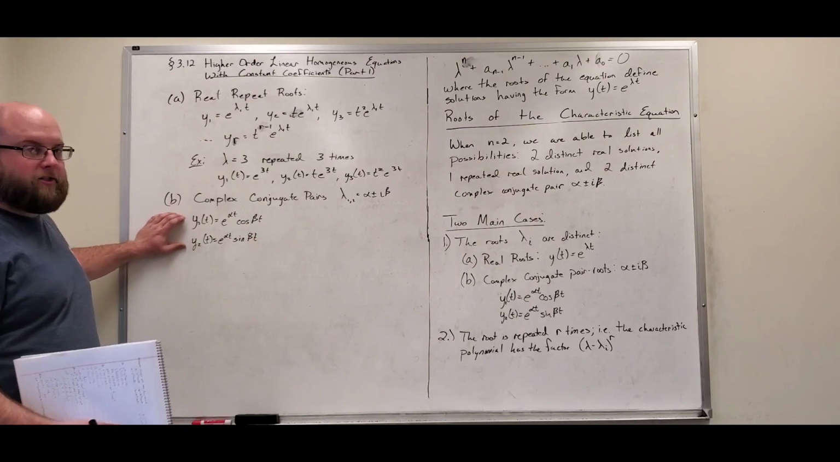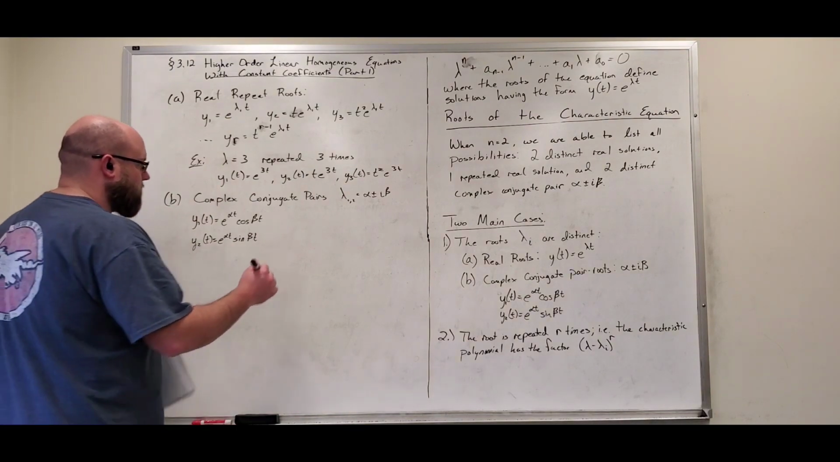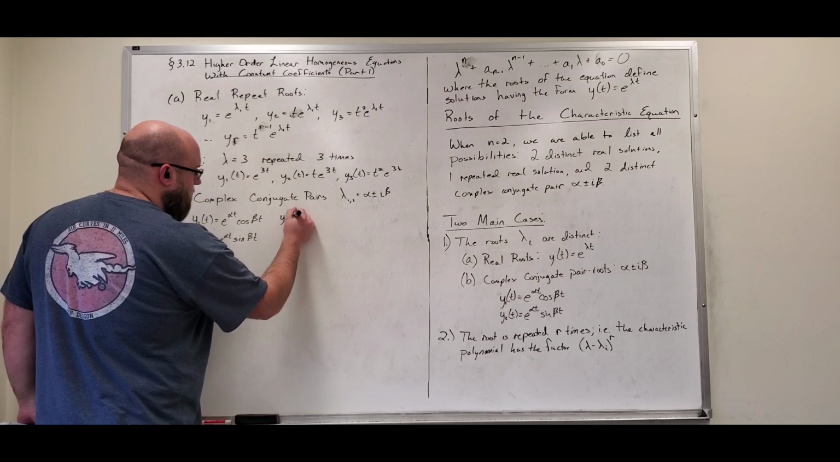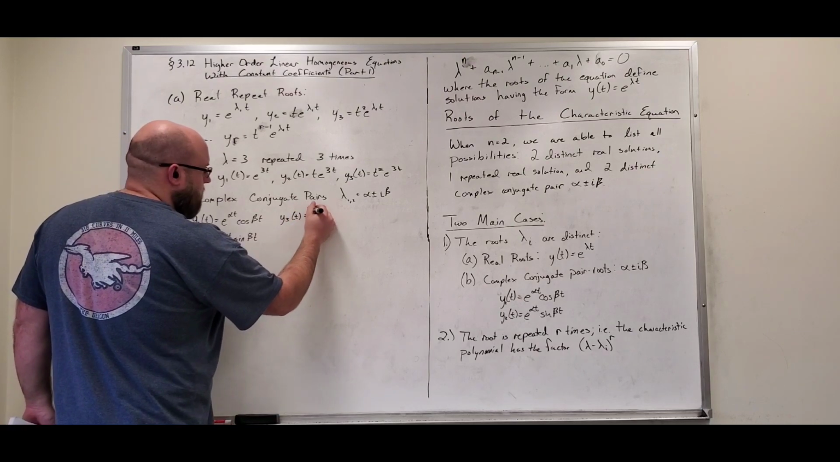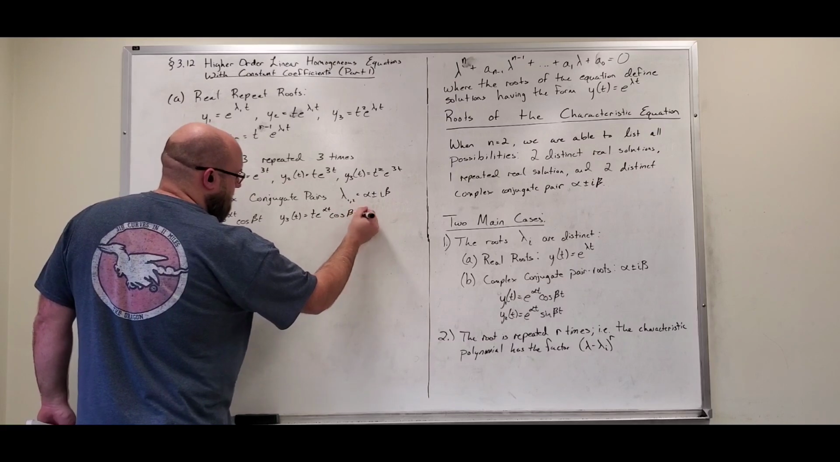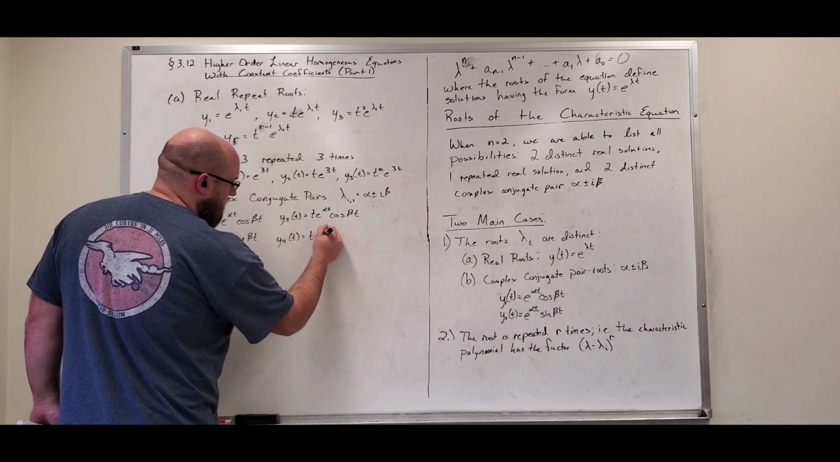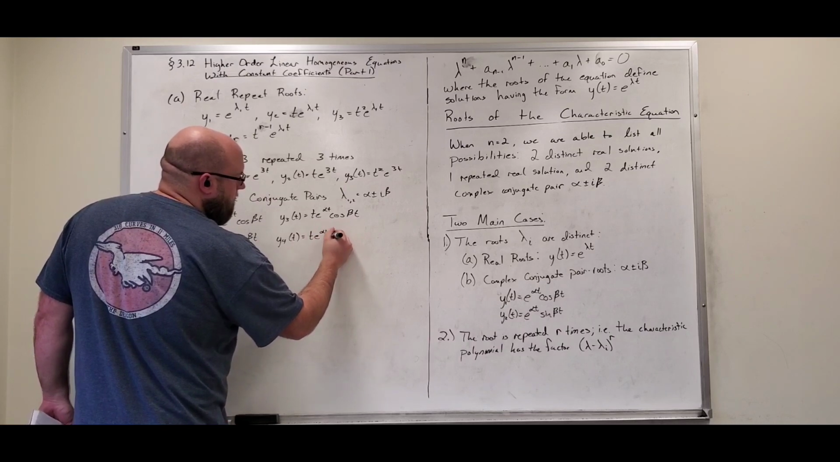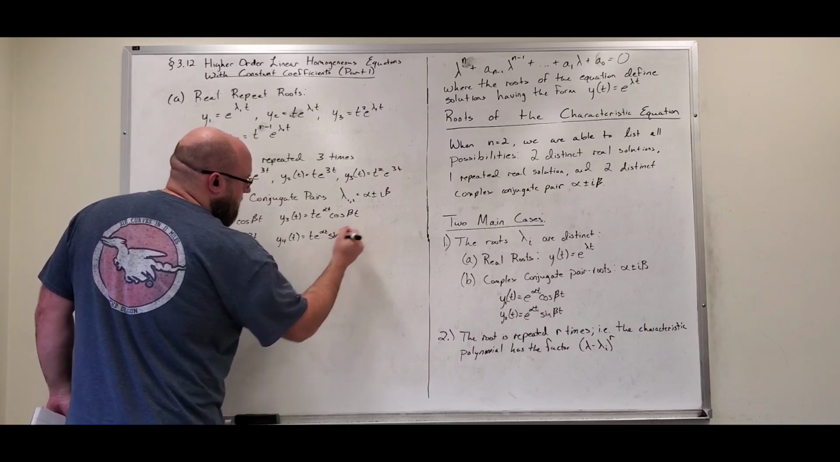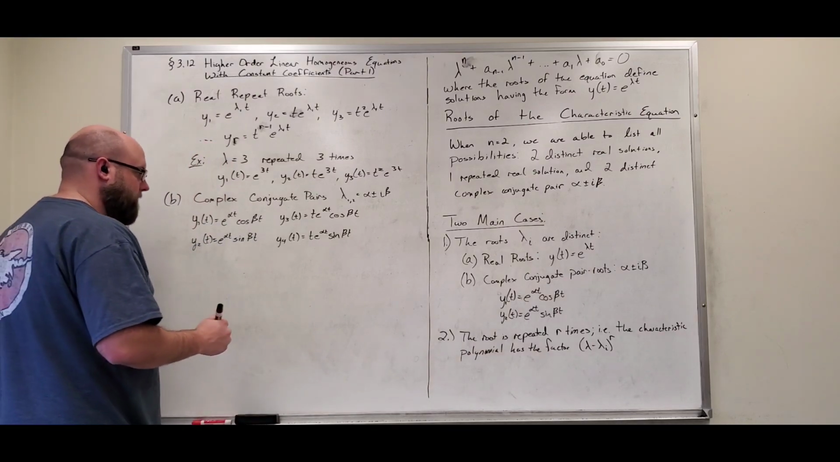So once we get these conjugate pairs, and then we notice that they are repeated, then these would be of the form y3 of t equals t e to the alpha t cosine of beta t, and y4 of t is equal to t e to the alpha t sine of beta t. And they would repeat this pattern for n number of repeats.